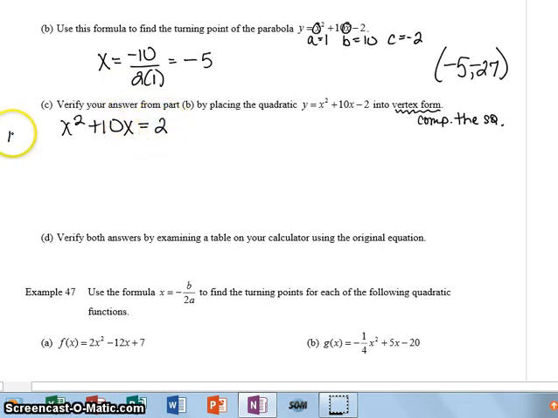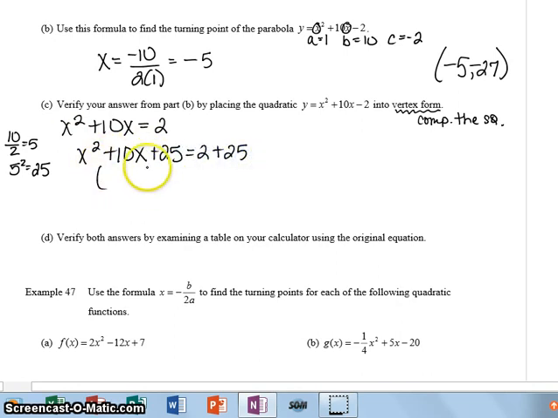b is 10, divided by 2, I get 5. 5 squared is 25. So I do add 25. Now remember, you don't have to worry about multiplying anything because there's not a leading coefficient there. So I'm going to get x squared plus 10x plus 25 equals 2 plus 25.